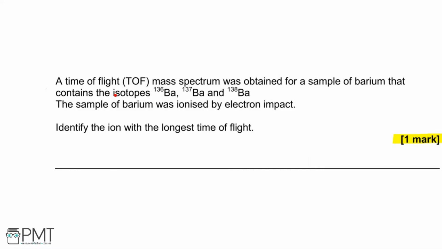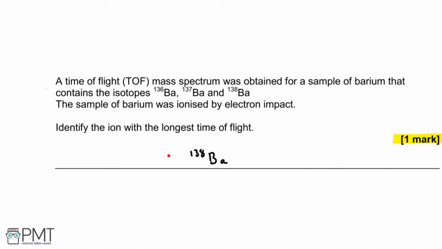Now, when it comes to time of flight mass spectrums, they are obtained by accelerating all of the ions to the same kinetic energy, and then they all travel through the same length flight tube. This means that our highest mass ions are going to travel the slowest and take the most time, as they're all the same kinetic energy, a higher mass means a lower velocity. Therefore, it's going to be barium-138 that will have the longest time of flight.